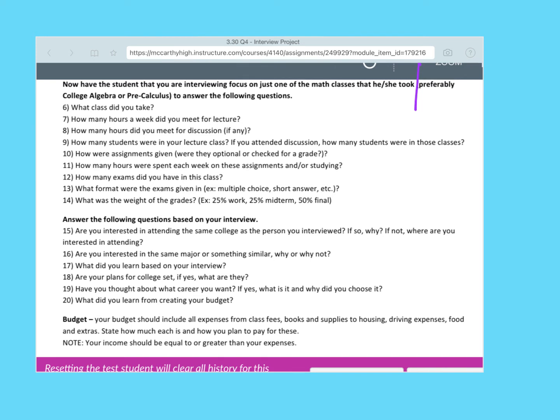All right, so then the budget. Your budget should include, this is your budget, all the expenses from class fees, books, supplies, housing, driving expenses, foods, and extra. State how much each is and how you plan to pay for these. And note that your income, again, crazy concept, should be equal to or greater than your expenses.